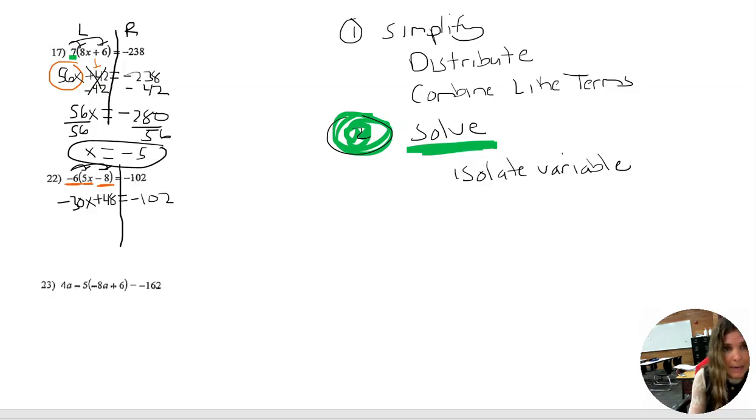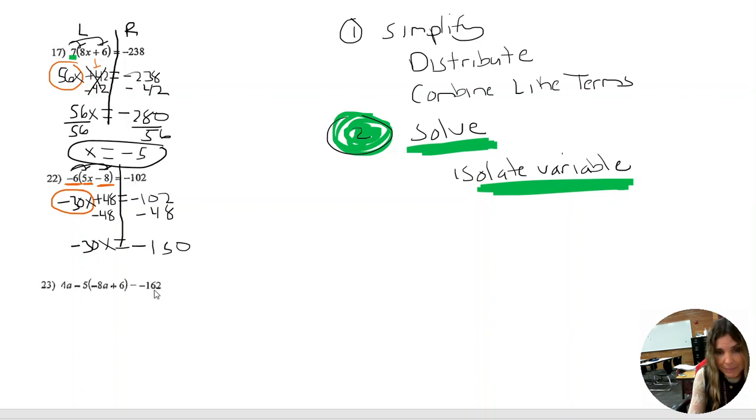Okay, now we move to the solve step. We want to isolate our variable. So find your variable term. That's the one that has the variable, right? The negative 30 times x, that's our variable term. We want to get that by itself by getting rid of the 48. So to get rid of the 48, we're going to subtract 48, which we have to do on both sides. So negative 30 times x equals negative 150.